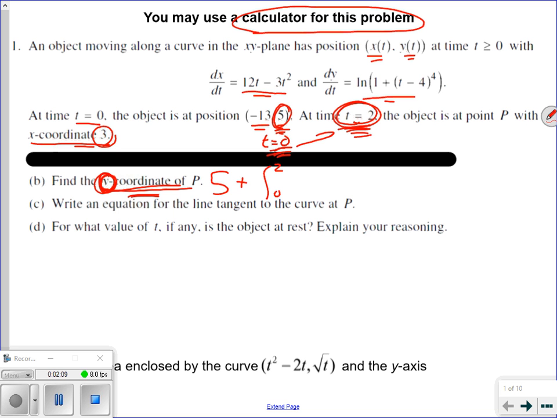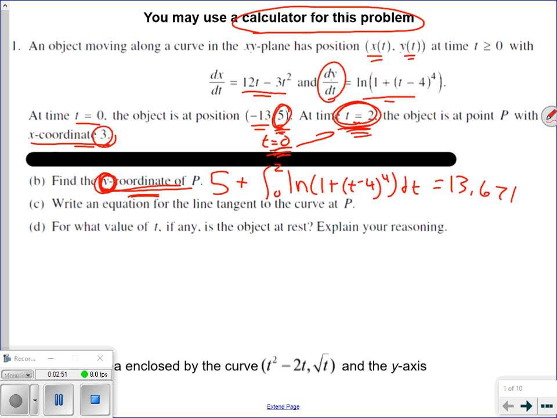Well, what position are we talking about changing? We're talking about changing the y position, dy over dt. So that is ln of 1 plus t minus 4 to the 4th dt. That will tell me the change in my y position from 0 to 2. We add it to our initial position at 5. Now, this is definitely a calc active problem. This is something that we can't do on our own, by hand at least. So the answer I'm getting is 13.671.